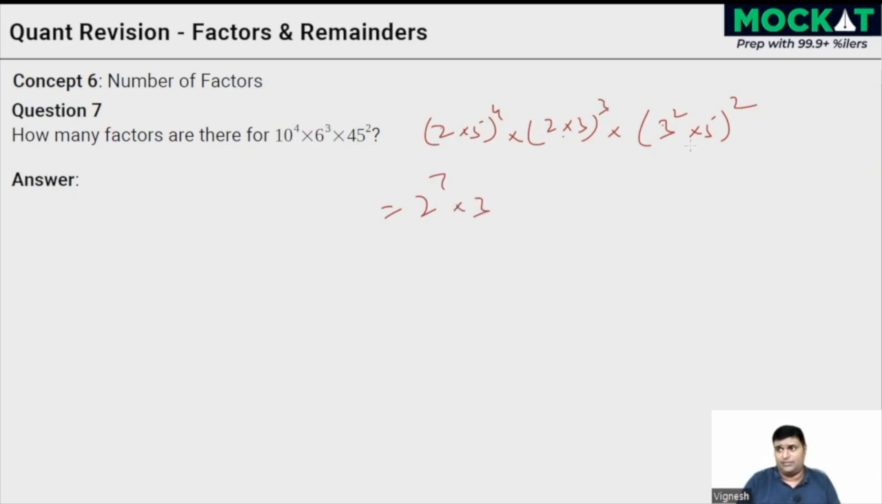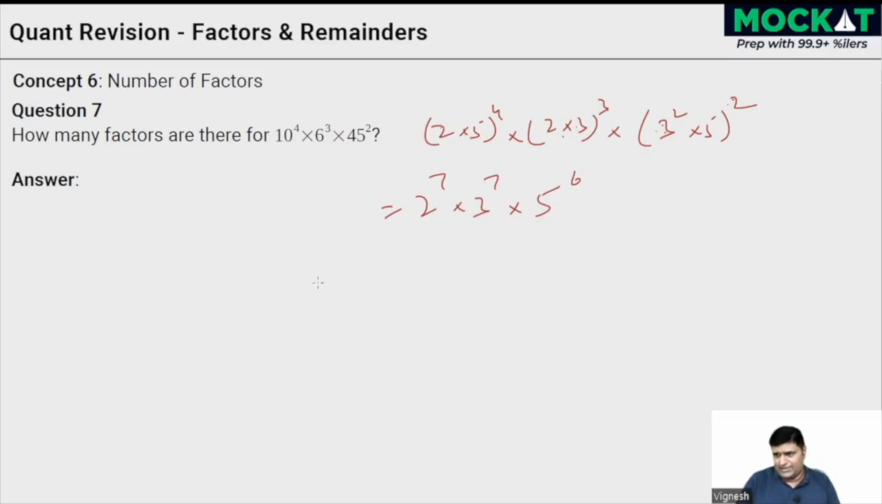What about 3 over here? 3^4 from (3^2)^2, right? So 3^4 and a 3^3 gives me a 3^7 as well. What about the 5s? 5^2, 5^4. That's a 5^6 over here.